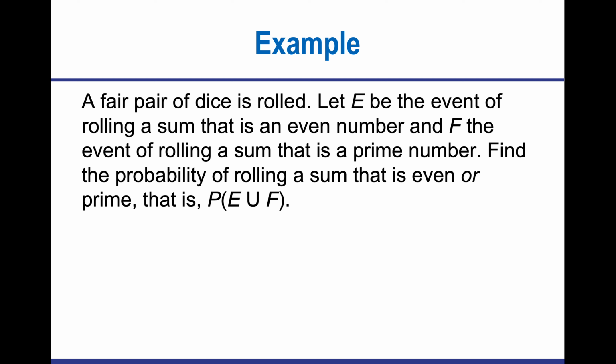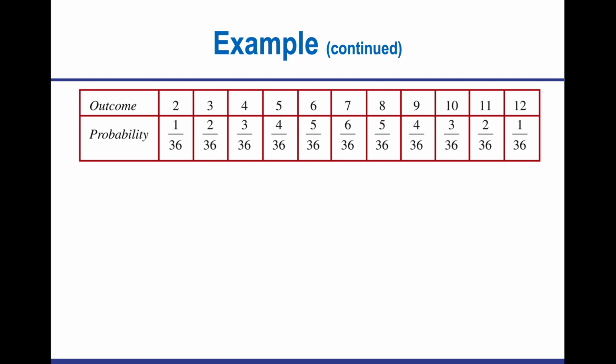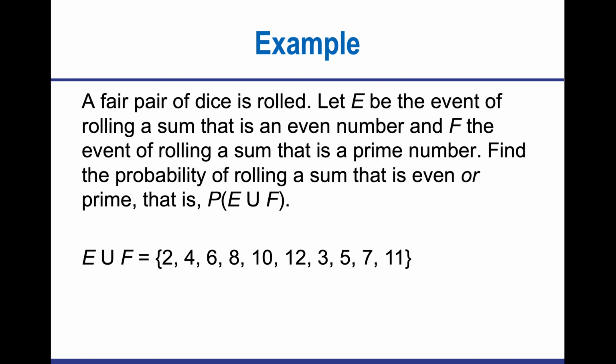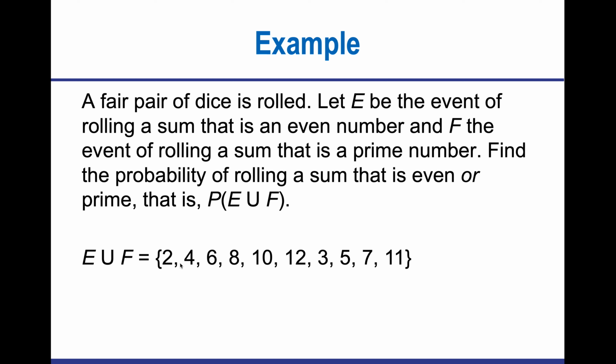Here, if I'm rolling a fair pair of dice, meaning 2, let E be the event of rolling a sum that's an even number, and F be the event of rolling a sum that's a prime number. Then find the probability that it's even or prime. So I'm going to look at my evens, and I've got my outcome table here, evens here, prime numbers here. So my evens are 2, 4, 6, 8, 10, 12. My prime numbers are 3, 5, 7, 11.